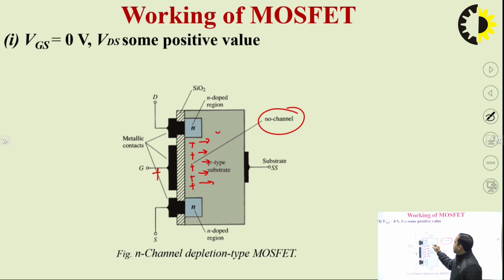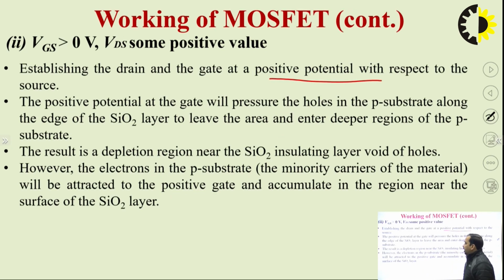And the electrons which are available in this particular region get attracted near this SiO2 layer, between the drain and source terminal. As we increase the VGS value further, it will attract more electrons in this direction. So it creates a passage, basically a path, due to which there is a formation of channel.